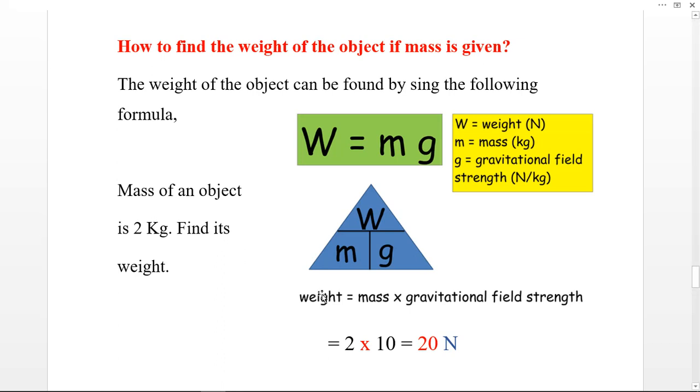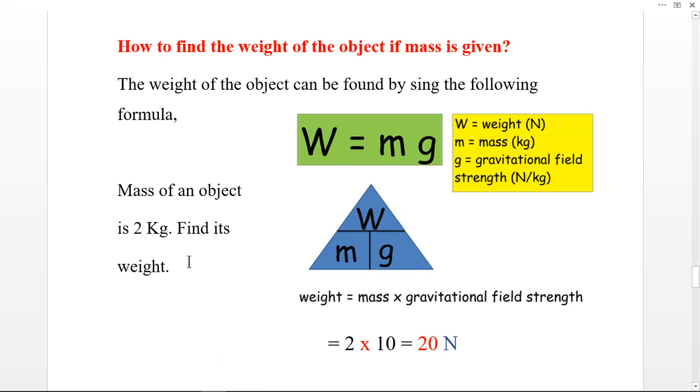Now we will use the same formula. Weight equals mass times gravitational field strength. When you are talking about this g, it is the gravitational field strength. Earth has its own gravitational field strength. If you talk about the moon, it has its own gravitational field strength, which is different. So on Earth, the standard value is taken as 10, which is here, and on the moon it is taken as 1.6. So it depends on the place where you are going to measure the weight of the object.